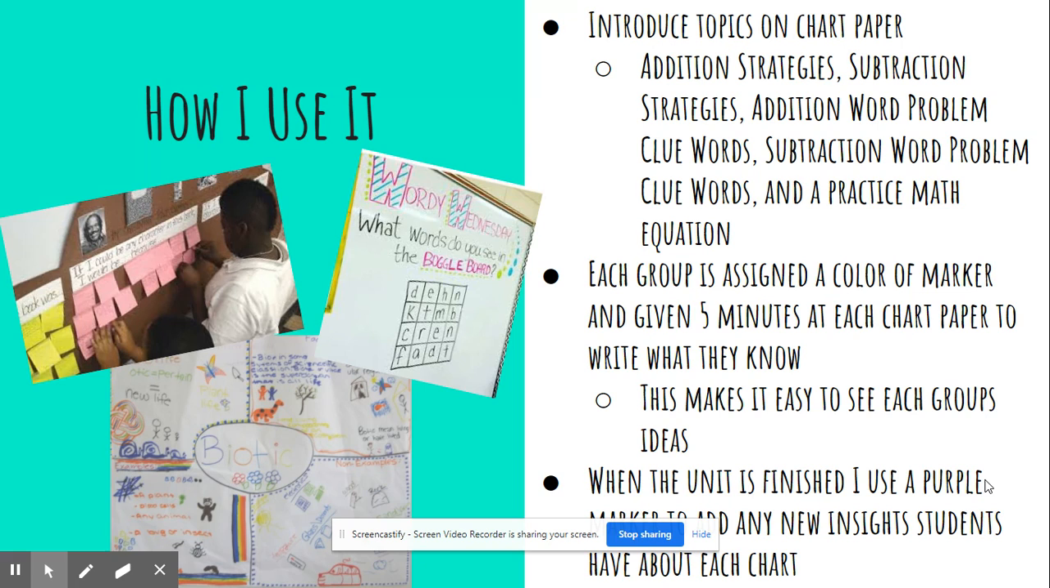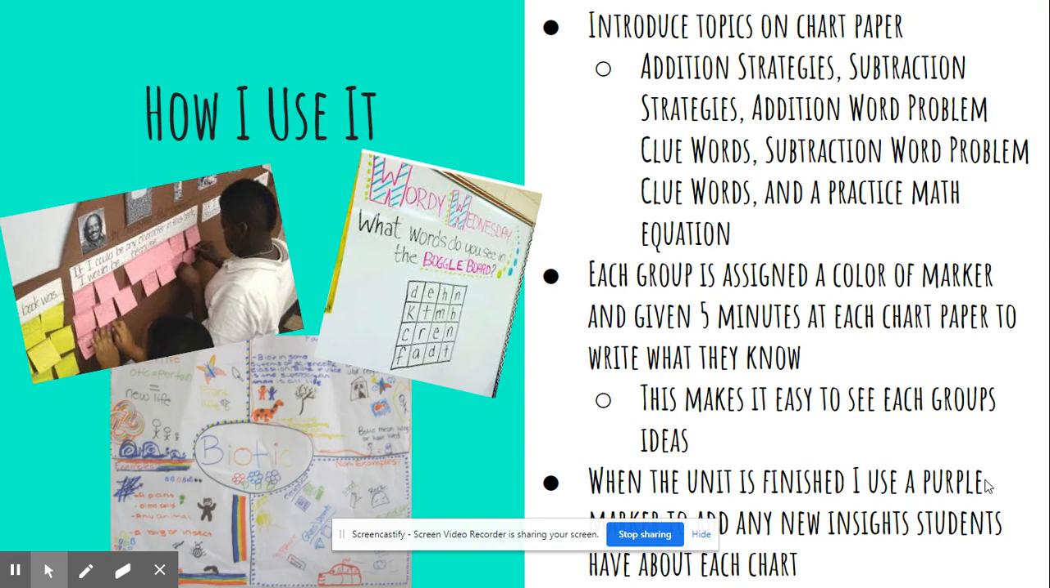So I would start by introducing the topics on the different chart papers. So these are our addition strategies. This would say subtraction strategies. A chart would say addition word problem clue words, subtraction word problem clue words, and then there might even be a chart paper or two that has maybe an addition equation and a subtraction equation.